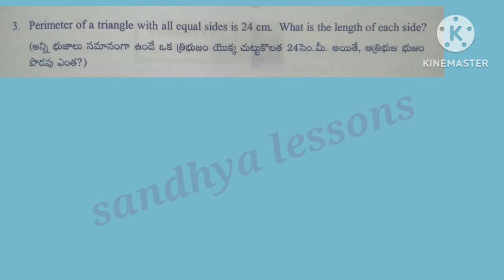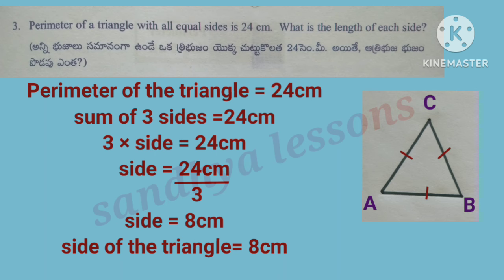Third problem. Perimeter of a triangle with all equal sides is 24 centimeters. What is the length of each side? In the question, it was given that the sides of the triangle are equal. Solution. Perimeter of the triangle is equal to 24 centimeters. Sum of three sides is the perimeter of the triangle. So, sum of three sides is equal to 24 centimeters. 3 into side is equal to 24 centimeters. Side is equal to 24 centimeters divided by 3. Therefore, side is equal to 8 centimeters. Side of the triangle is equal to 8 centimeters.